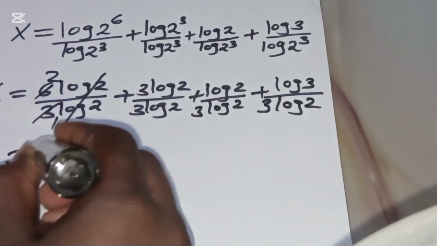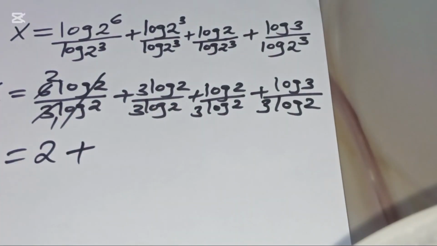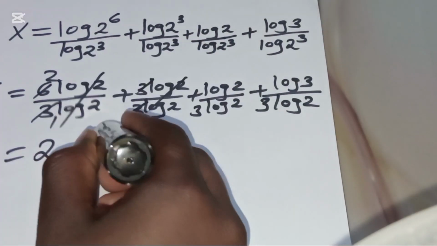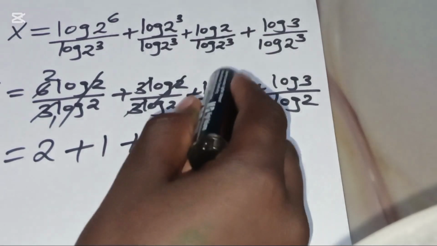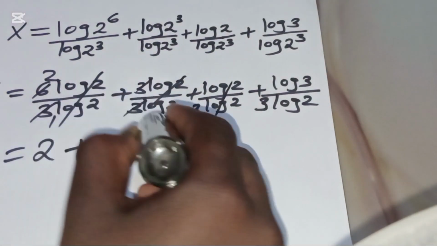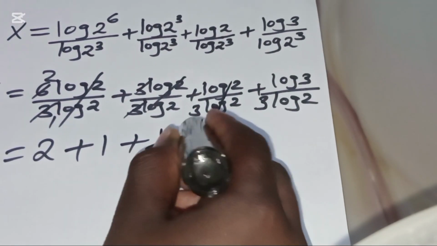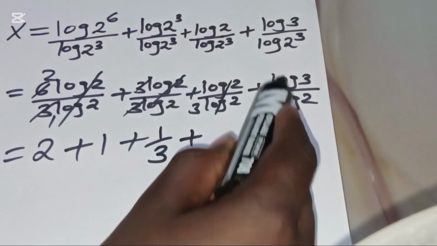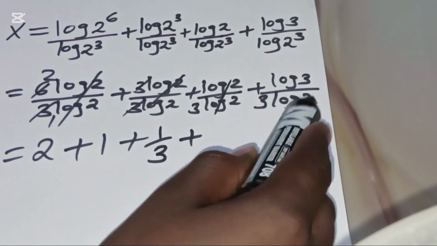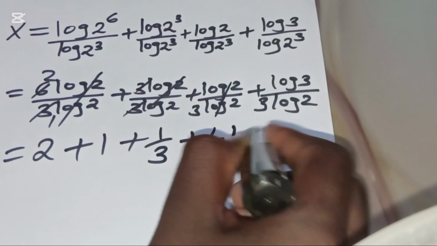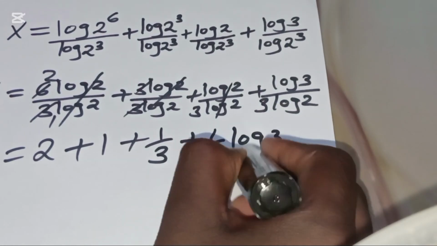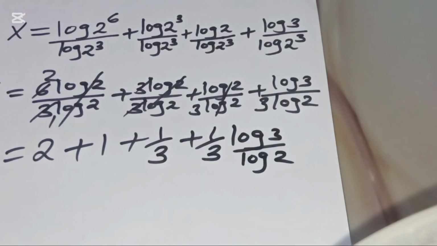So we'll have x is equal to 2 plus, now here log 2 and log 2 simplify and the 3 also simplifies, so plus 1, plus log 2 divided by 3 log 2, so log 2 simplifies, plus a third, plus log 3 divided by 3 log 2, which is basically a third log 3 divided by log 2.